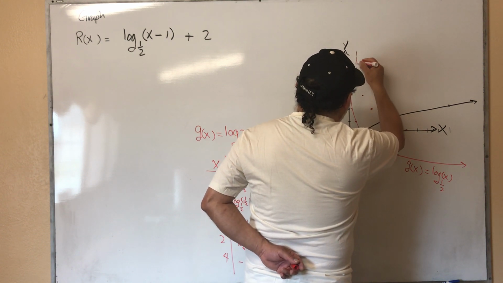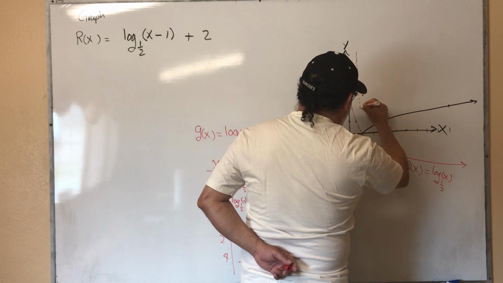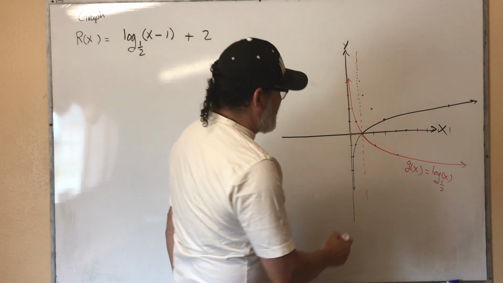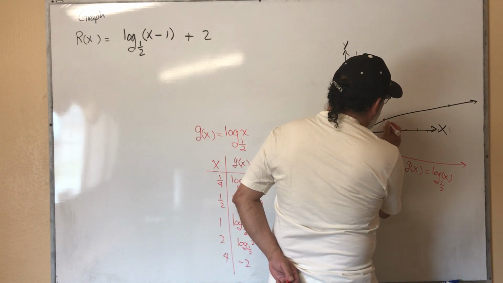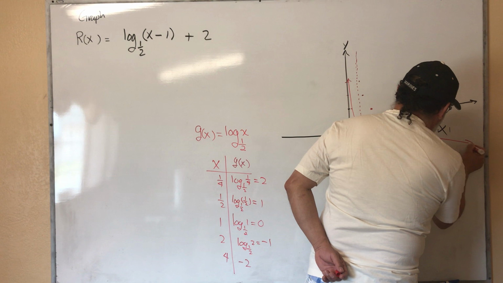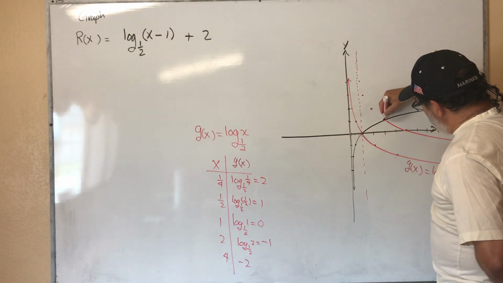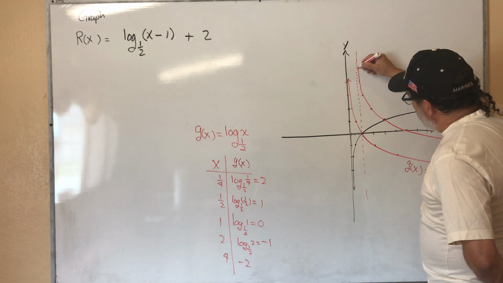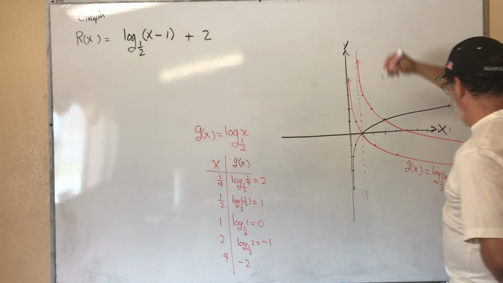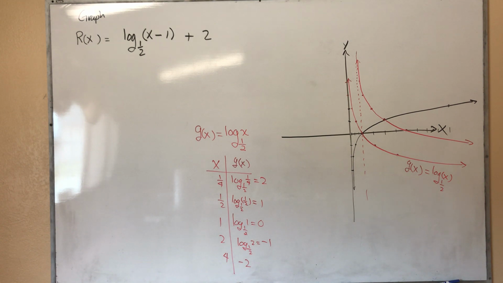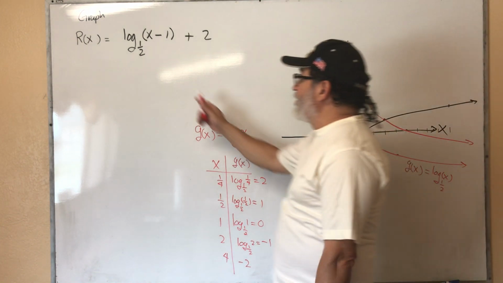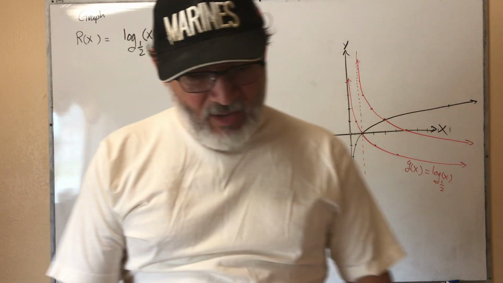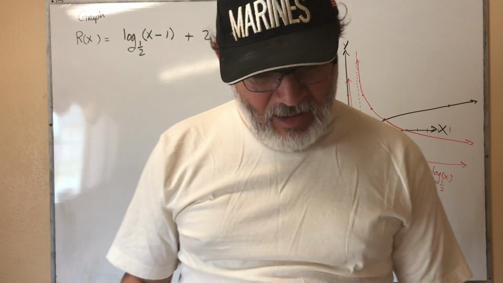Even the asymptote has been shifted. There you go. That's it right there. This is R of x. Okay. All right. Okay.